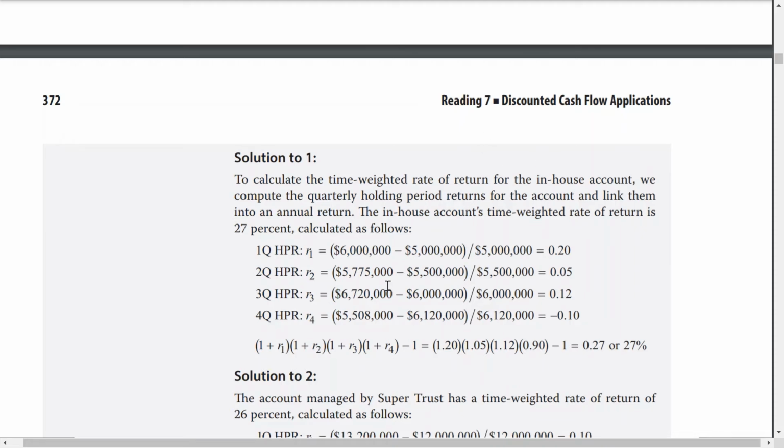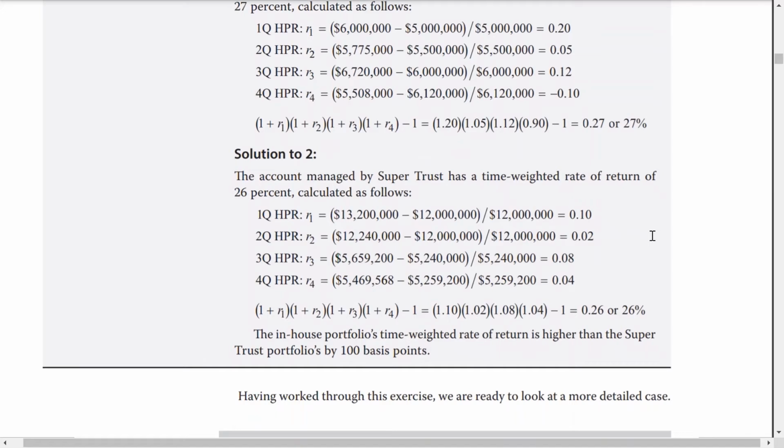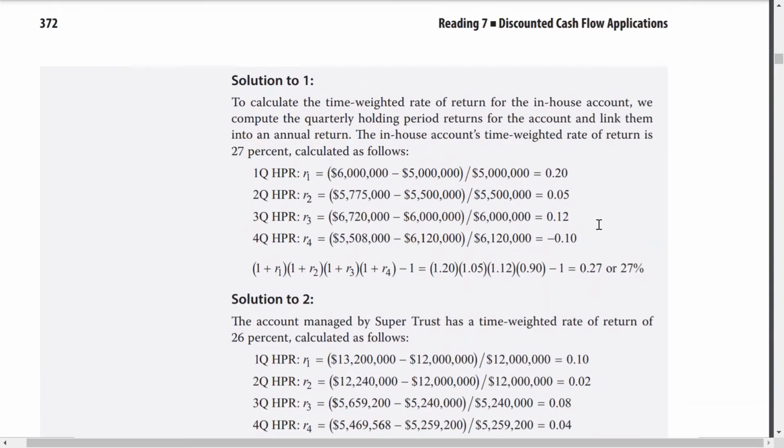Some difficult calculations, some annoying calculations. And it's really annoying. Okay, so we'll calculate it, we'll get 27%. Solution 2, the account managed by Super Trust has a time-weighted rate of return of 26%, calculated as follows. So when we use time-weighted rates of return, we get 26%. If we calculate the in-house time-weighted return, then we get 27%.